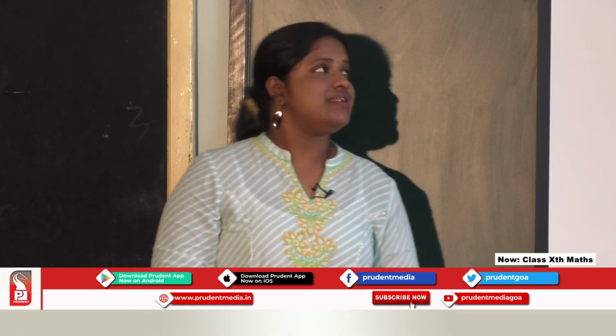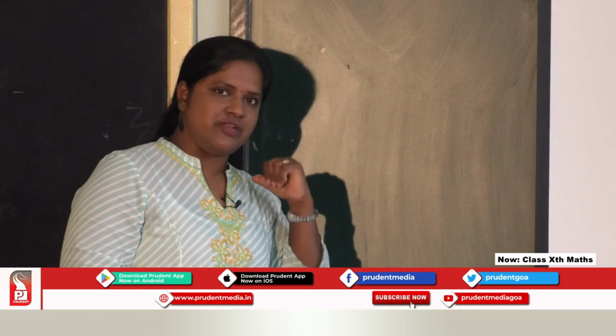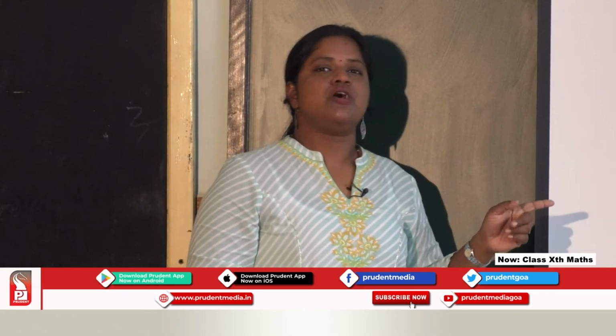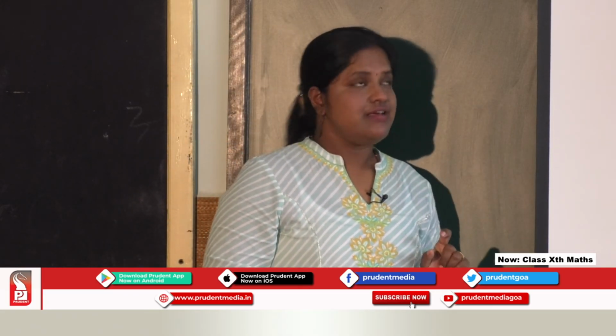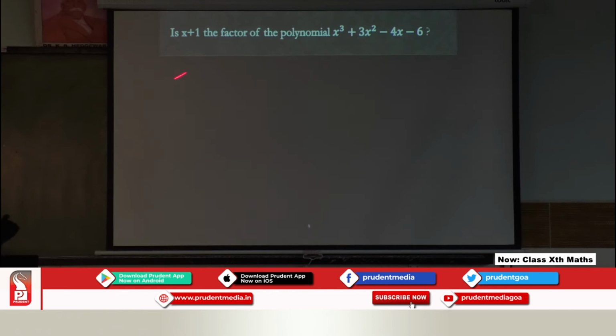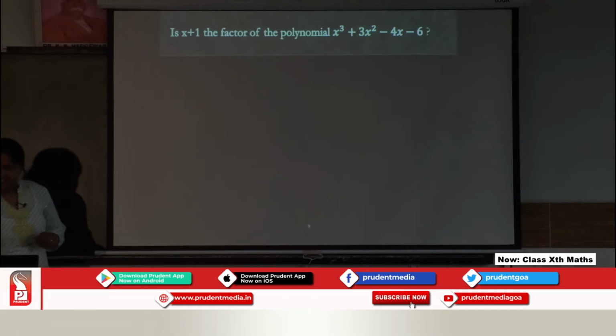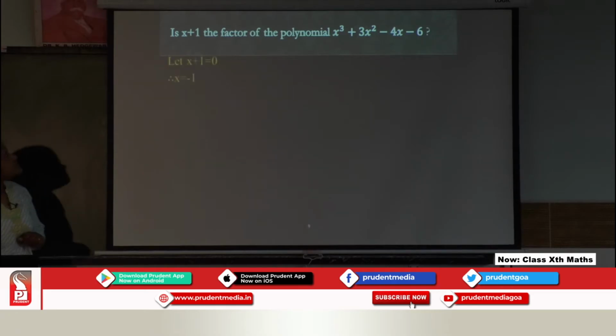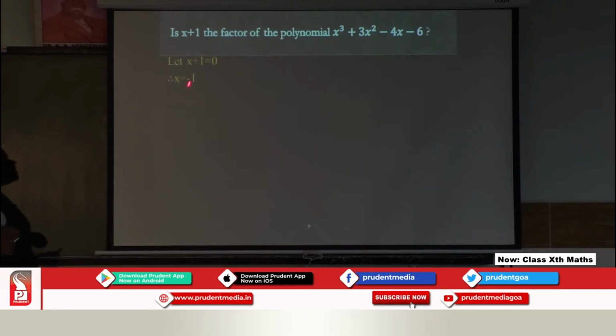Now, again there is a similarity between this problem and the previous problem. In the previous problem, the direct value was given. Now, here what is given is x plus 1, a factor in the form of a variable. So, like in the previous sum, first let us find the value of x. So, what do I get? Let x plus 1 be equal to 0. So, I get x equal to minus 1.